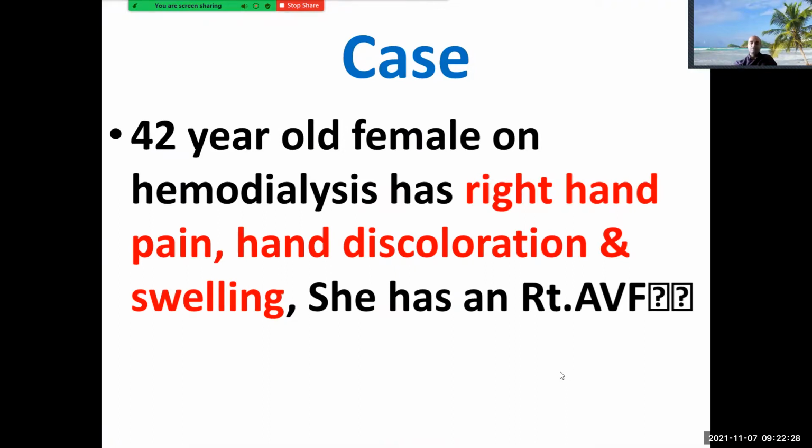Another case: a 42-year-old female on hemodialysis with right hand pain, discoloration, and swelling. She has a right AV fistula. Another patient, a 42-year-old female on hemodialysis, has right hand pain and discoloration, swelling. She has a right AV fistula.